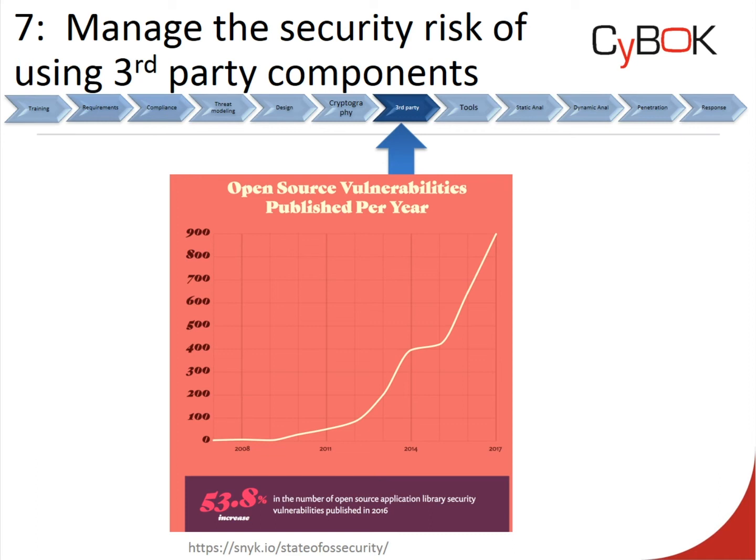What this slide is saying is the open source vulnerabilities published per year, and you can see that more and more vulnerabilities are being published or being discovered in these open source components. And there are now tools. OWASP has a tool called Dependency Check. There's Black Duck software.